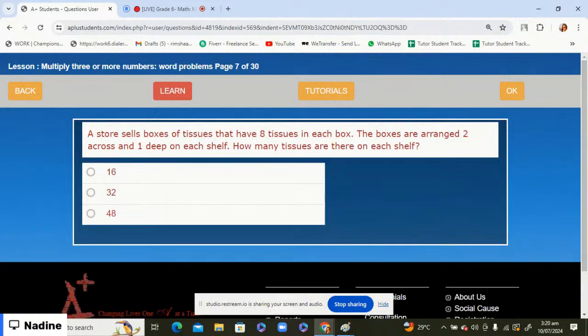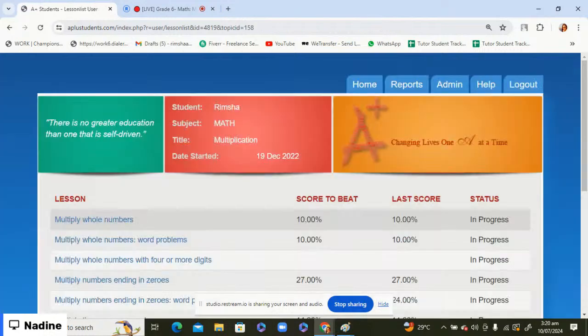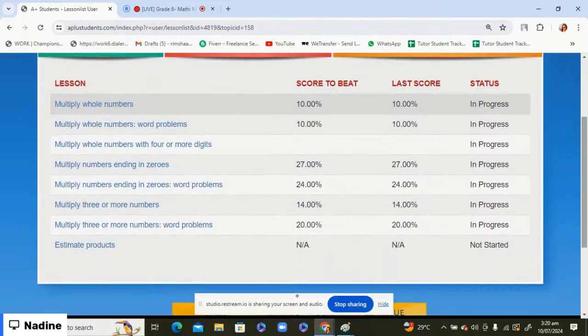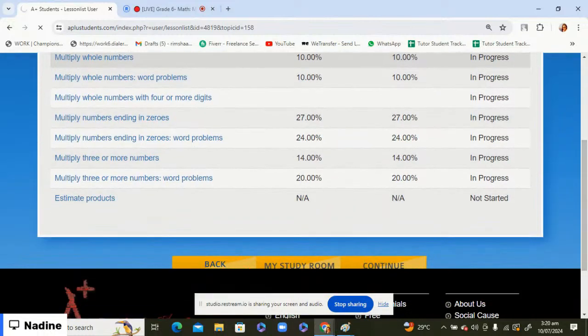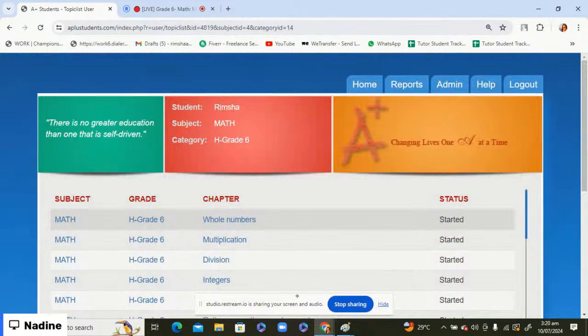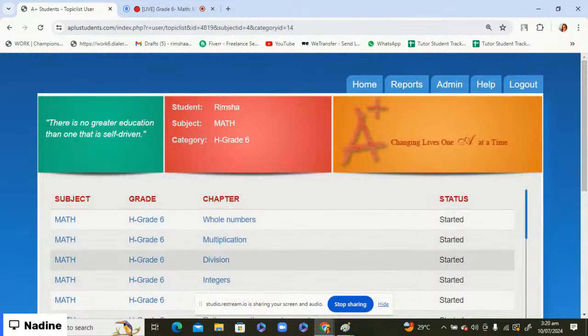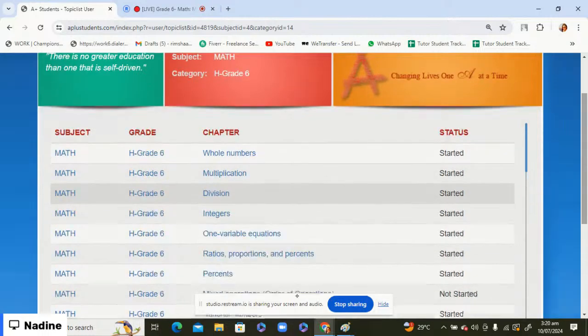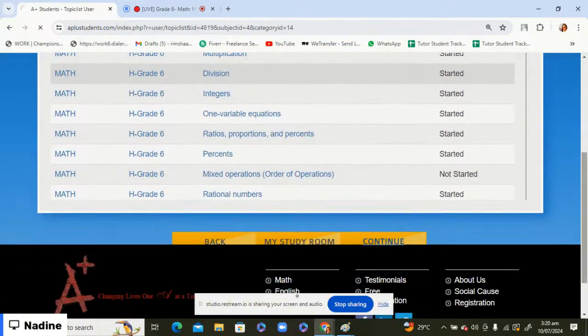Okay. So now you guys solve the rest of the questions related to these two lessons by yourself and practice these questions as well. Okay. Let's start the next chapter, that is division. And here let's start the lessons for division.